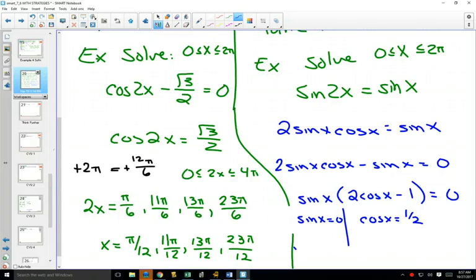When is sine x equal to 0? 0, pi, and 2 pi. When is cos x equal to a half? Pi over 3 in quadrant 1 and 5 pi over 3 in quadrant 4. Perfect. And again, we check our domain. We were solving between 0 and 2 pi, and we especially look at our domain. Notice the equal signs with 0 and 2 pi, because we got 0 and 2 pi as an answer. If one of those didn't have an equal sign, we'd have to cancel that one out.